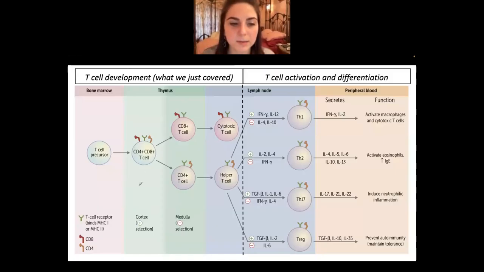So positive selection is in the cortex, negative selection is in the medulla, and it goes from a double positive T cell to a single positive T cell during this process. And then this would be a double negative T cell. So this is what we're going to talk about next. And this is where I said T cell stuff gets a little more confusing than B cell stuff, because there are all these different subtypes of T helper cells. You have to know some of these cytokines and functions, like when they become important.